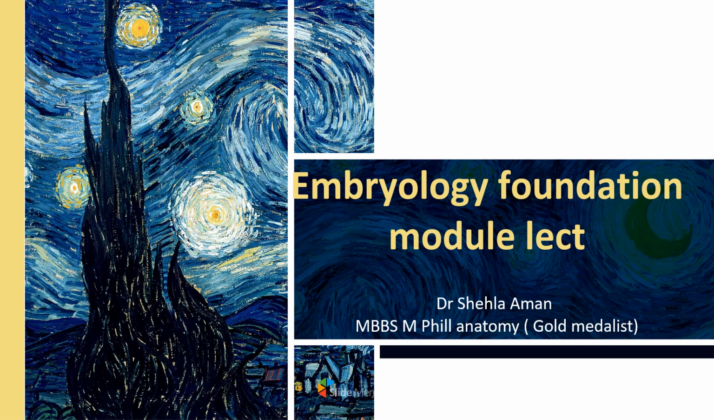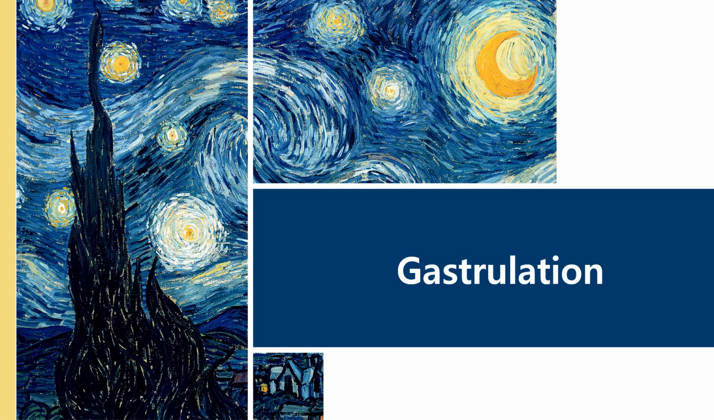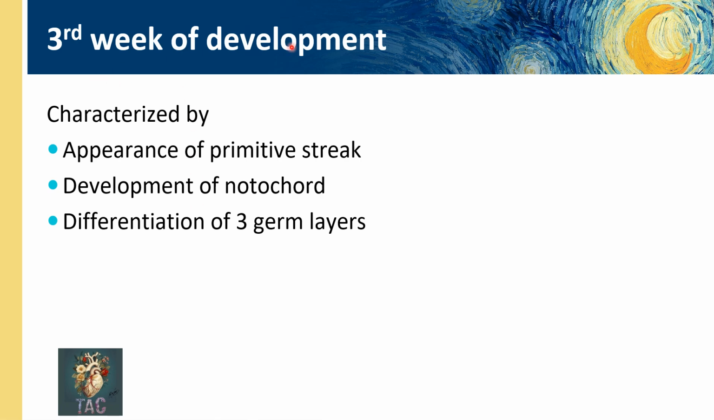Today in the Embryology Foundation module we are going to discuss the process of gastrulation. The third week of development is characterized by three features: the appearance of the primitive streak, the development of the notochord, and differentiation of the three germ layers.